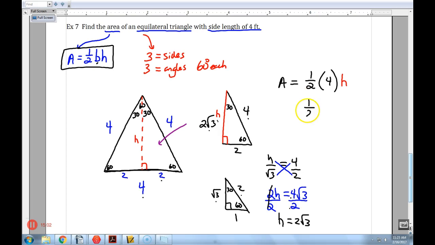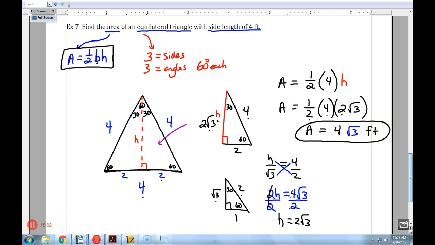So now I can finish the area formula and answer the question. 1/2 times 4 times 2 radical 3. So the radical 3 I can't do anything with. There's no other radicals to multiply him with. You know, he's almost like a variable. I can't do anything with him. But now the other numbers, 1/2 times 4 times 2, well that's 1/2 times 8, which is just 4. So the area of the triangle is 4 radical 3, and our units were feet.